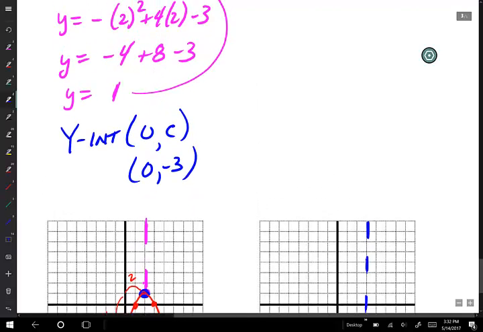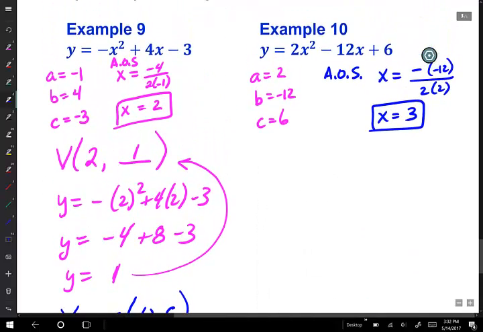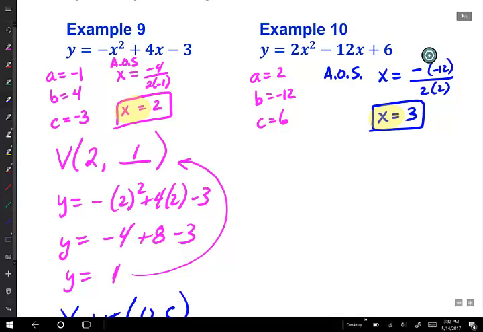Remember, when you're putting down an axis of symmetry, just as a reminder, it's an equation. It needs to have an x equals, and I know that seems trivial, but we've really worked hard to make sure that we're doing that. Okay, let's move on from here.